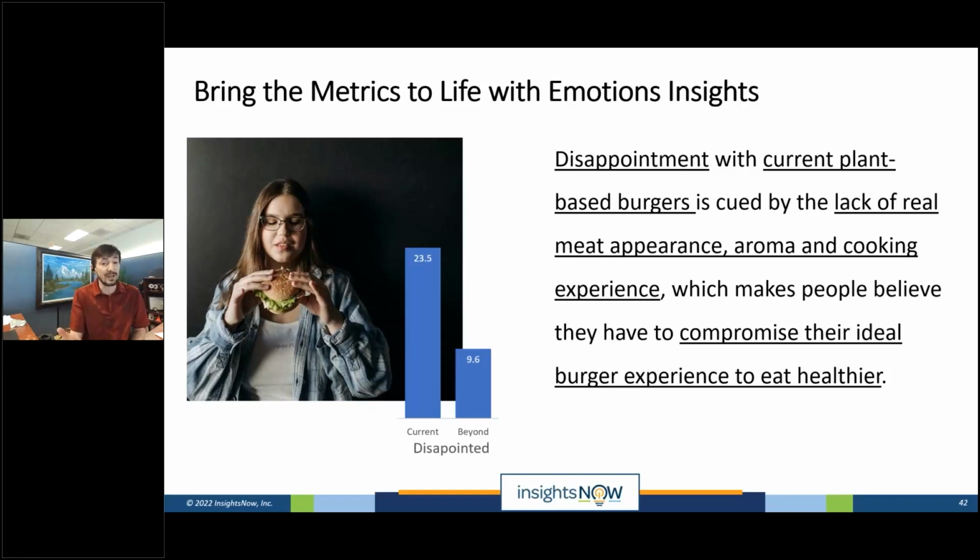And again, using that rubric, we're connecting the dots, right? You have disappointment, that's the emotion. Current plant-based burgers, that's a projection, right? Lack of real meat experience, those are the key cues. And then what does that matter to them in life, right? Compromising their ideal burger experience to eat healthier, right? So you're using that same format. Obviously, this is embellished around that, but using those same four elements to bring together a sentence that really brings that emotion insight to life.